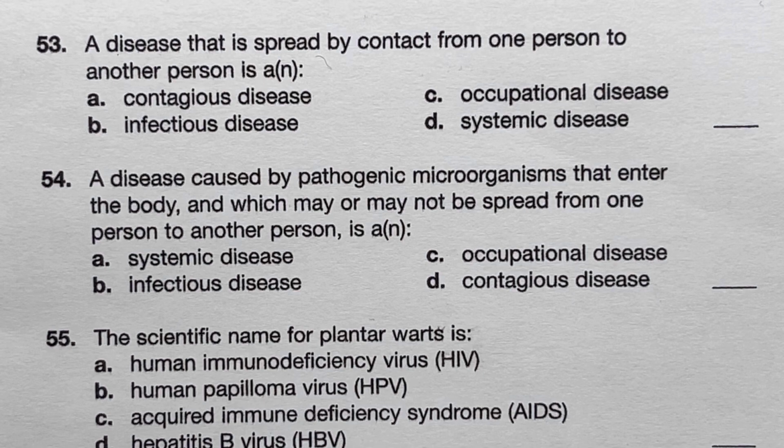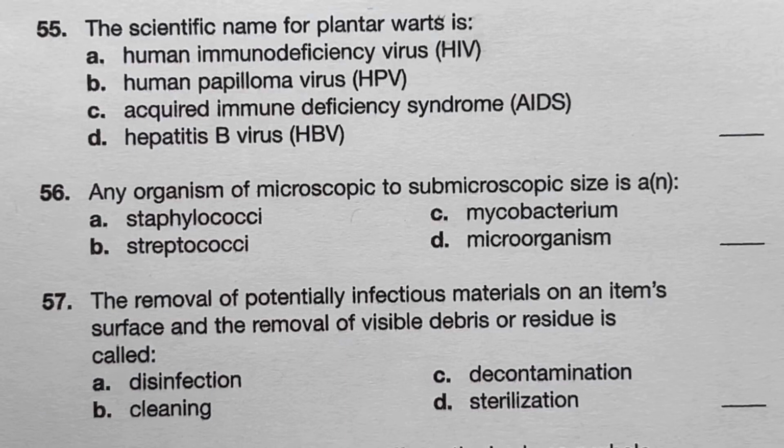Number 54. A disease caused by a pathogenic microorganism that entered the body and which may or may not be spread from one person to another person is an A. Systemic disease, B. Infectious disease, C. Occupational disease, D. Contagious disease. And the correct answer is B, infectious disease.